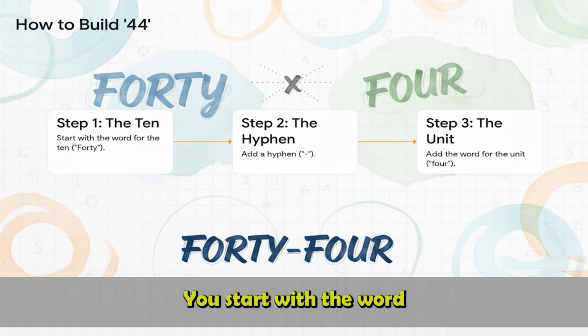Step 1, you start with the word for the tens place. In this case, that's 40. Step 2, you add your hyphen, that little connecting dash. And step 3, you add the word for the unit, which is 4. And there you have it, 44. It's a beautiful, simple, and predictable system.